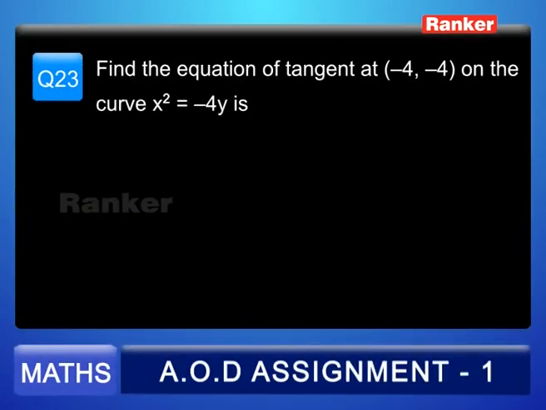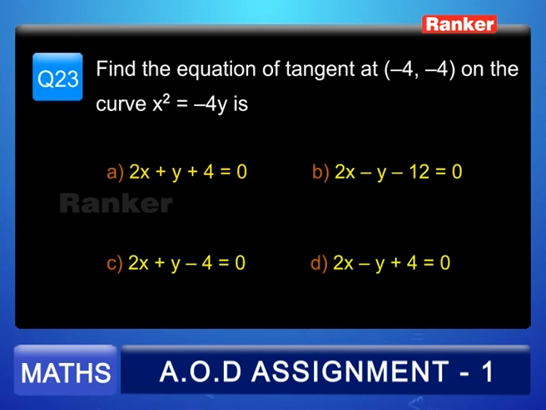Find the equation of the tangent at (minus 4, minus 4) on the curve x square is equal to minus 4y. Option A, 2x plus y plus 4 equal to 0. Option B, 2x minus y minus 12 equal to 0. Option C, 2x plus y minus 4 equal to 0. And option D, 2x minus y plus 4 equal to 0.